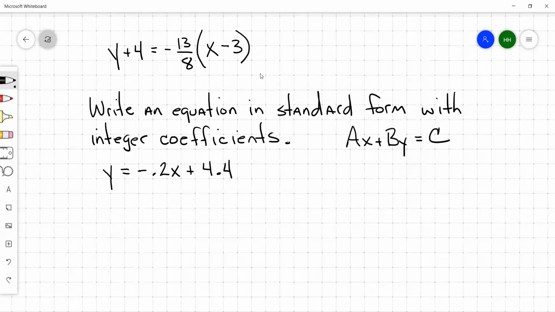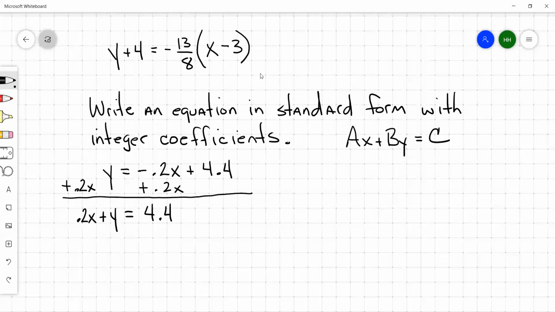The equation that you're given is in slope-intercept form, so we need to make it look like standard form. So we add 0.2x to each side. Now on this left-hand side, we've got 0.2x plus y equals 4.4. Now, do you see how these decimals are in tenths? There's just one place to the right of the decimal. Since there's just one place to the right of the decimal, and we need to turn these into integers, we're going to multiply everything by 10.